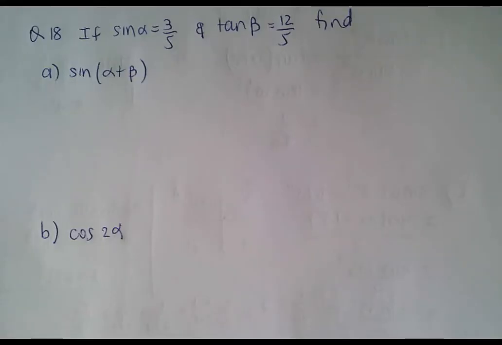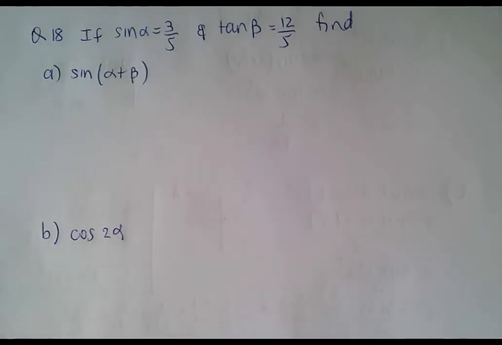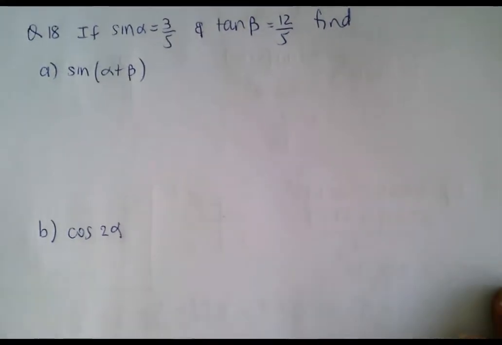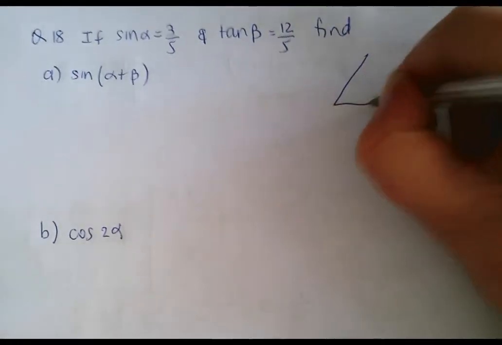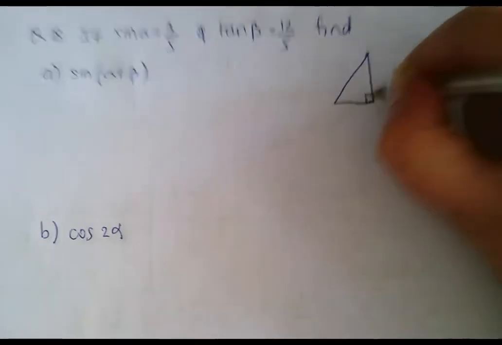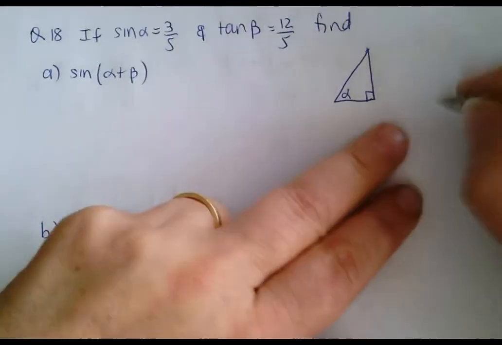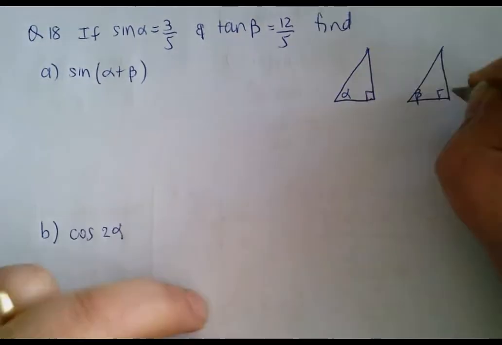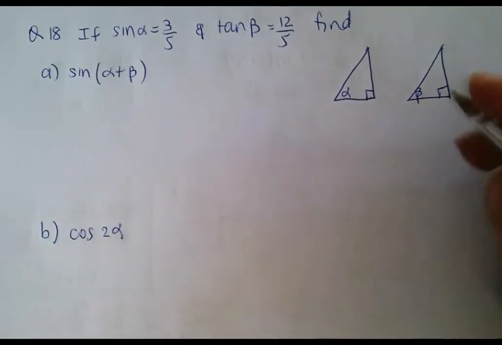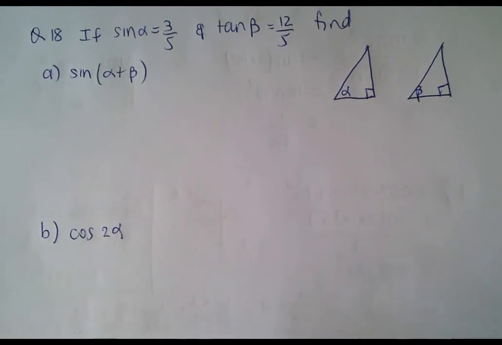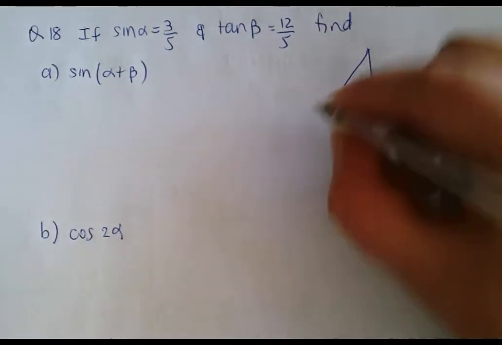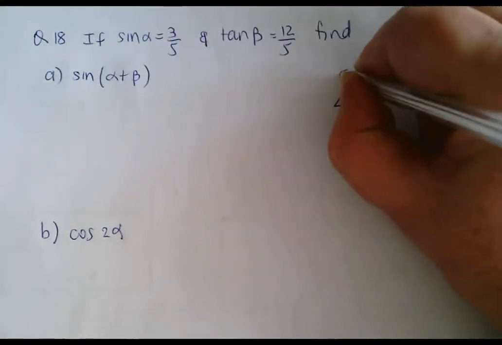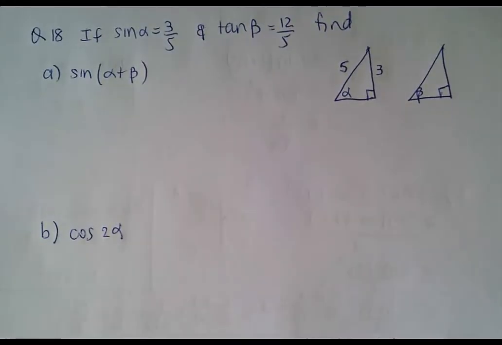And if sine of alpha is 3/5 and tan of beta is 12 over 5, find the sine of alpha plus beta. Well, we know we have to draw 2 different right angled triangles because you've got 2 different angles, alpha and beta. So let's go. We're lucky they're both Pythagorean triads. So sine of alpha is 3/5, so that's opposite over hypotenuse. So what's the missing side?